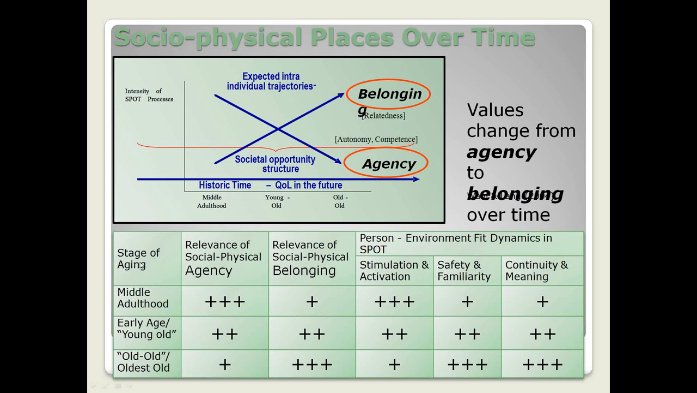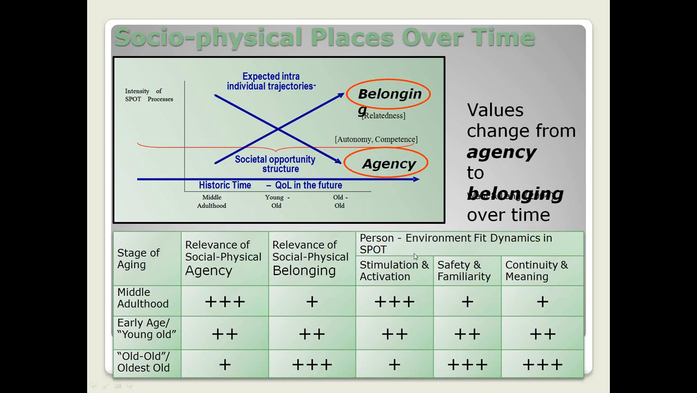So up and down here, we've got the stage of aging. We've got middle adulthood, the early age, and the old age. And then you've got how important agency is, how important belonging is, and how people fit. So it turns out in middle adulthood, functioning is really important, and belonging isn't that important. When you're just getting to that young old part of your life, they're kind of equally important. You kind of want to function, and you kind of need those feelings of belonging in place. But for the oldest old, agency is much less important because the need for belonging becomes really important over time in the very old.